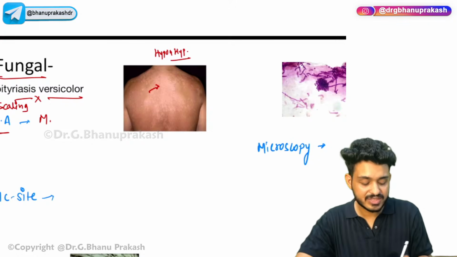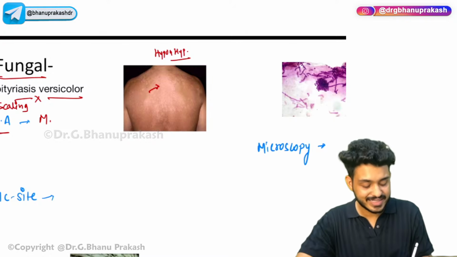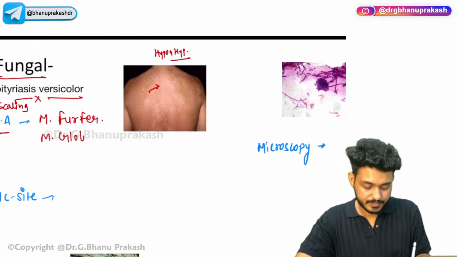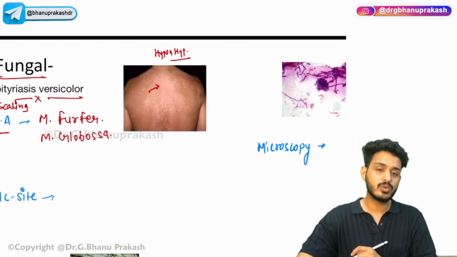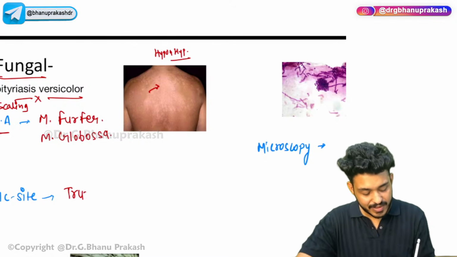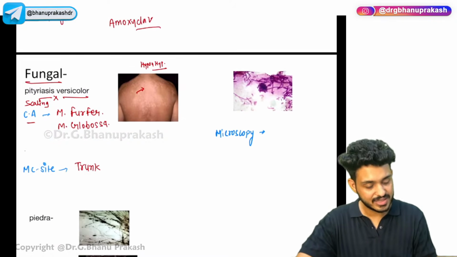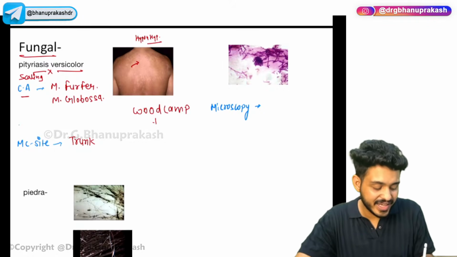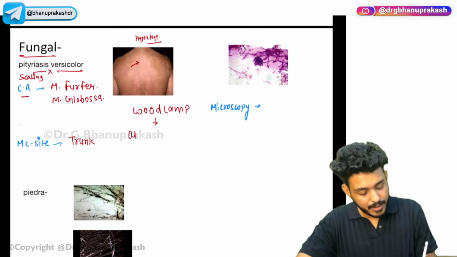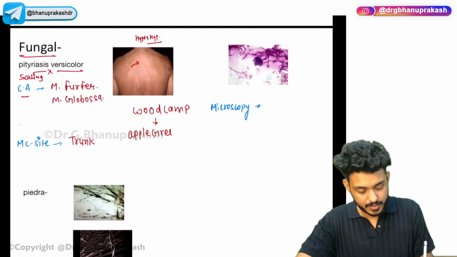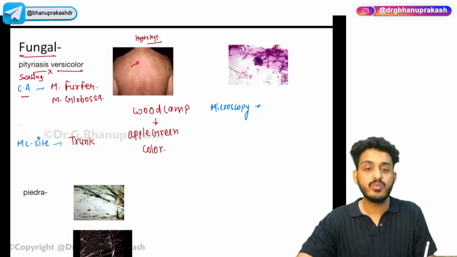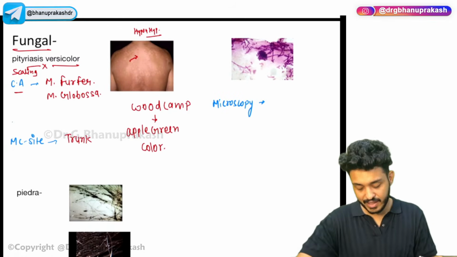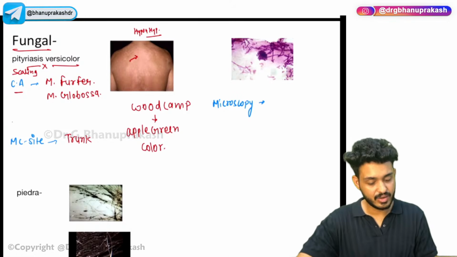They have asked questions based on the causative agent. The causative agents are Malassezia furfur and Malassezia globosa. Most common site will be the trunk. Under Wood lamp examination, you will be finding apple green color. In erythrasma, which color was there? In erythrasma, there was coral red appearance. Here we are having apple green color.